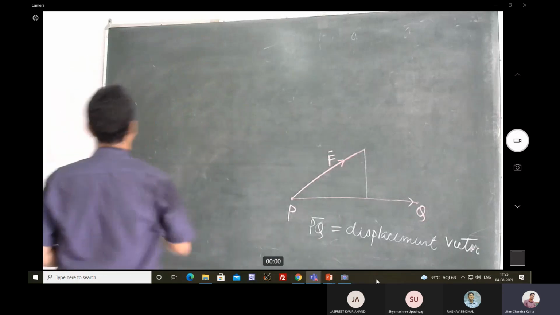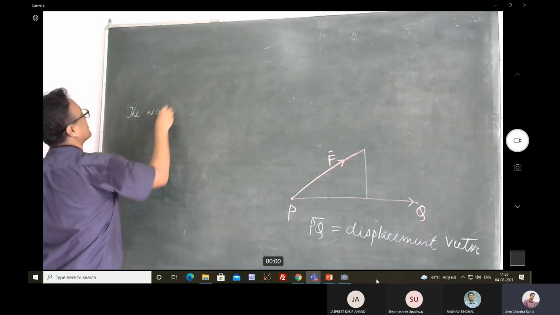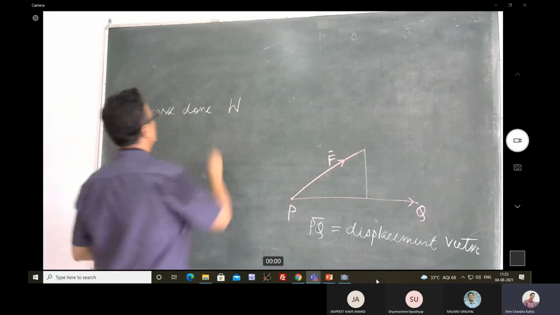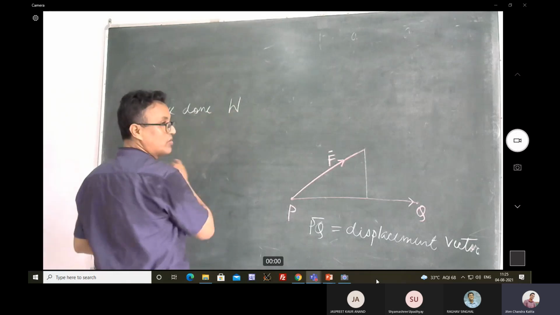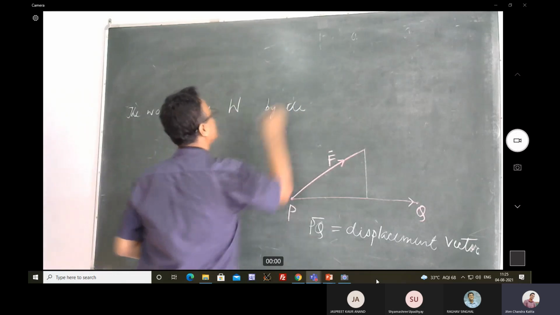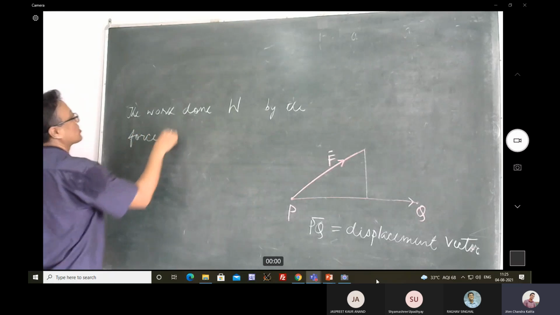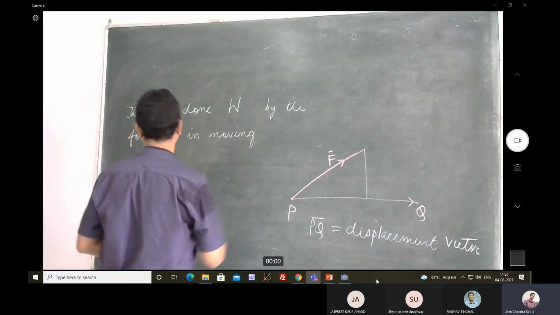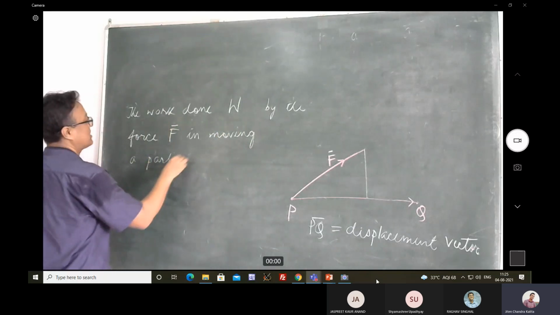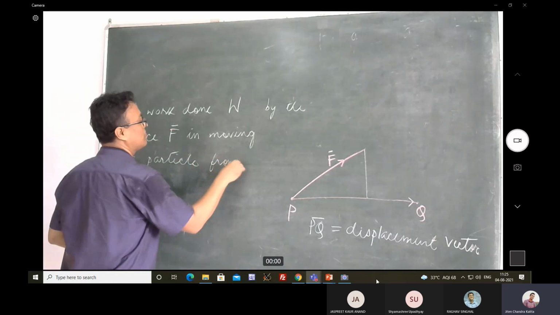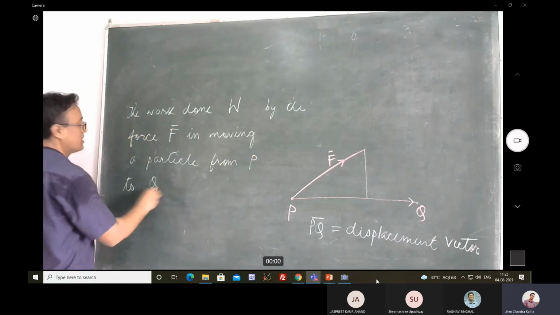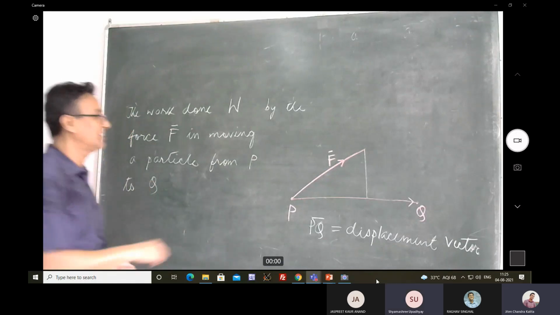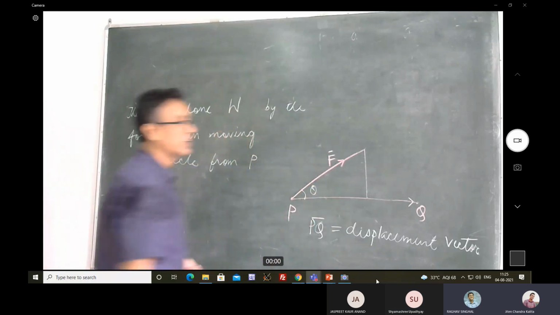So then you know that the work done, which I am going to denote by W, by the force F in moving a particle, say, from P to Q. What is it? Do you recall? Distance. Do you recall it?